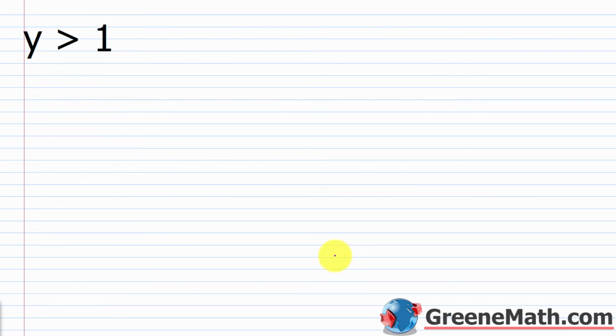All right, so let's talk about some special case scenarios now. Let's say you came across y is greater than 1. And you're like, what do I do there? Y is greater than 1. Well, I want you to remember a few things here. For one, if you had y equals 1, this is a horizontal line.